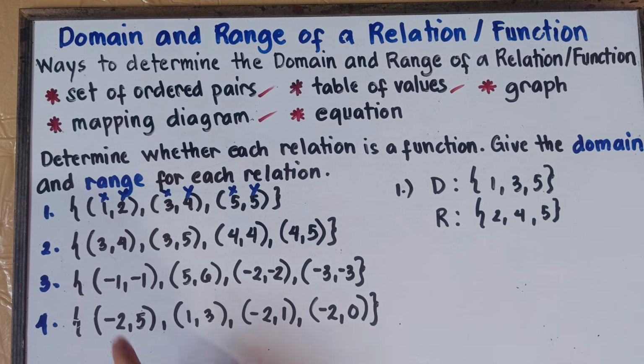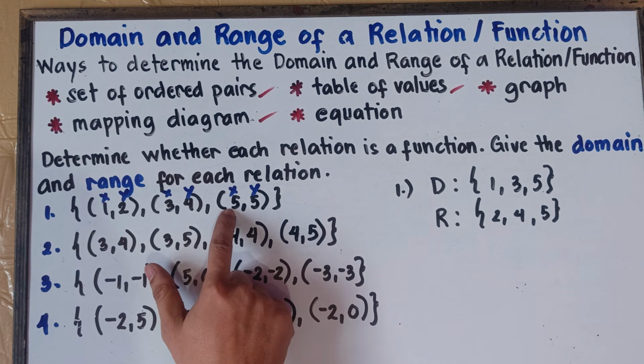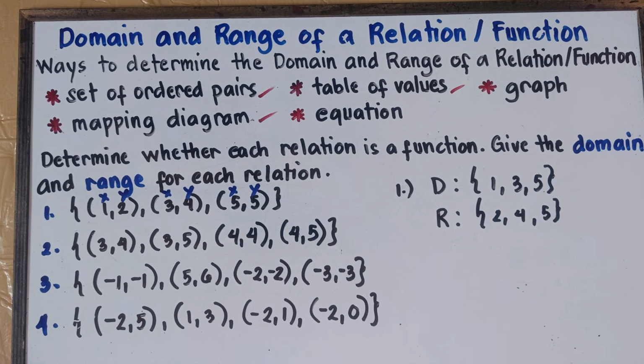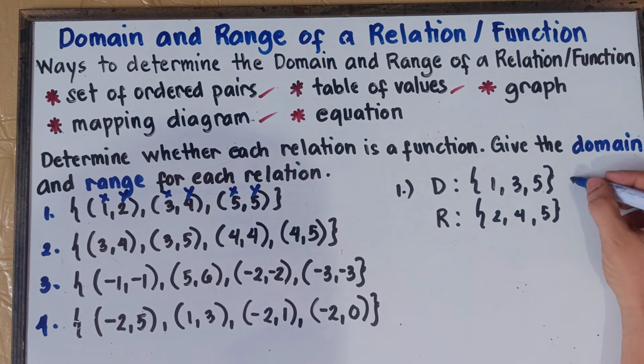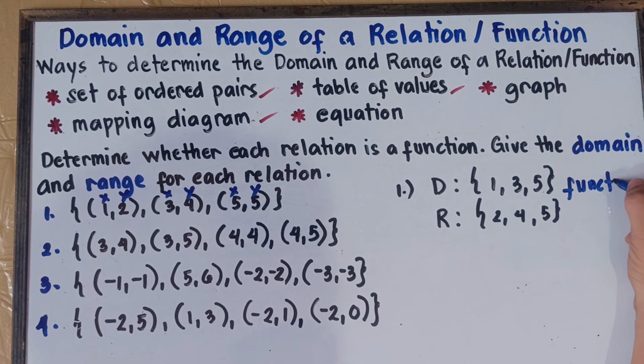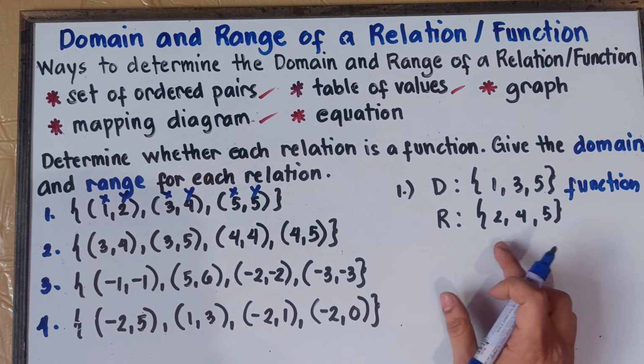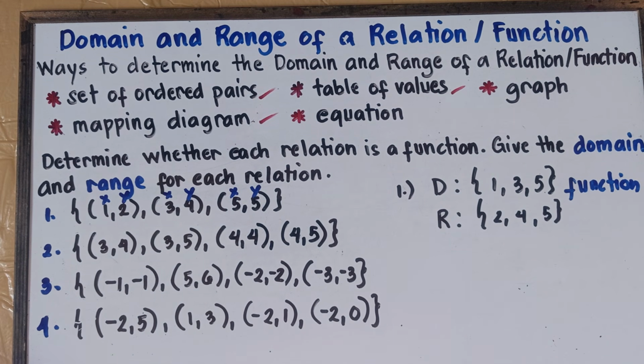So as you can see, class, our X values are not repeating. So we have 1, 3, and then 5. X values are not repeating. So therefore, class, this will be a function. So number 1, it will be a function. And then the domain, there will be 1, 3, and then 5. The range, there will be 2, 4, and then 5. That's it, class. That's the answer with regards to example number 1.